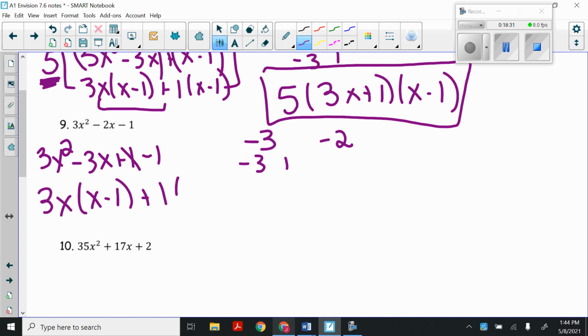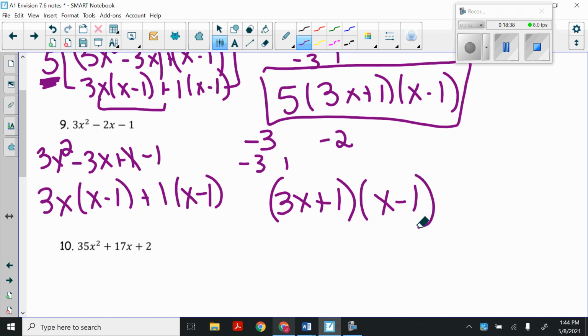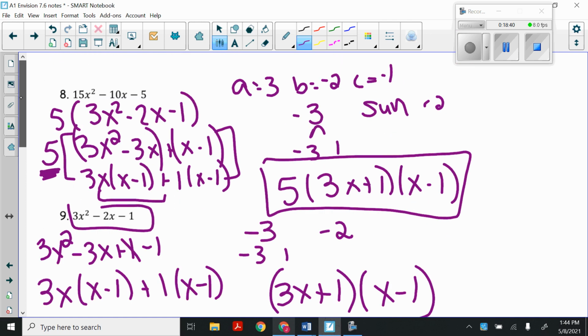I know here I'm taking out a 1, and I get x minus 1. So that factors to 3x plus 1 and x minus 1. So number 9 was really what I ended up with after I pulled out the GCF of a 5 from number 8.